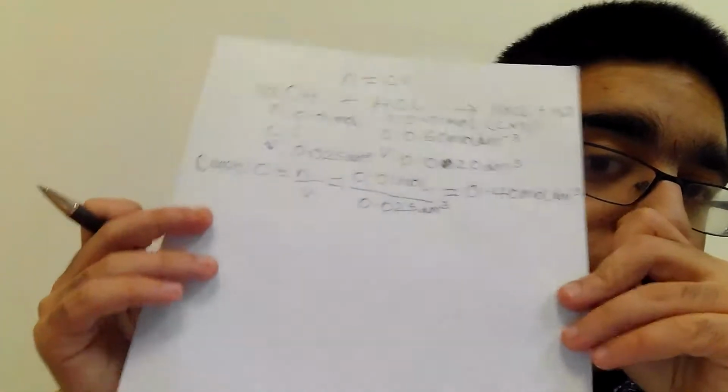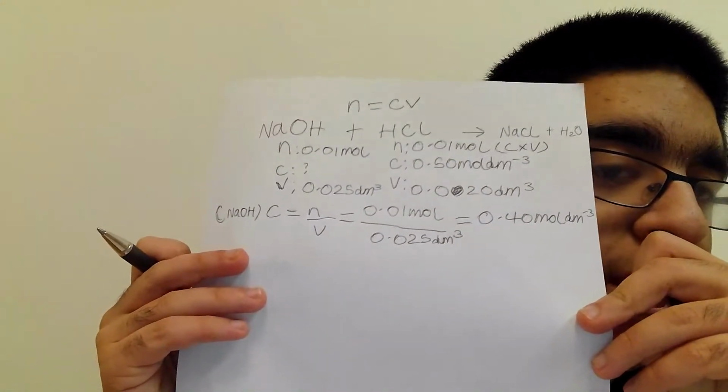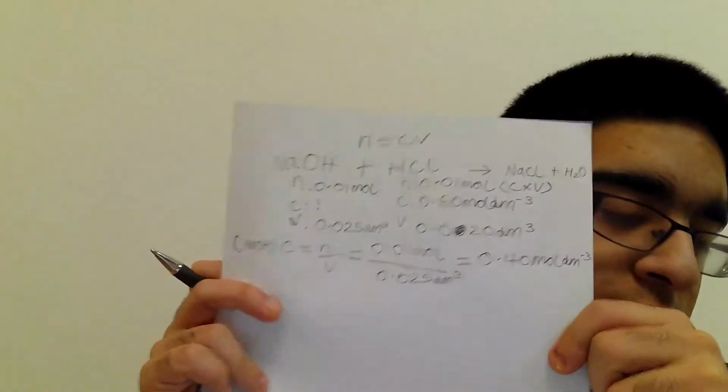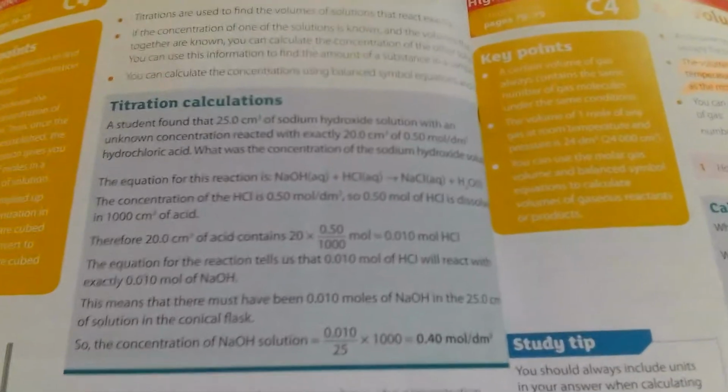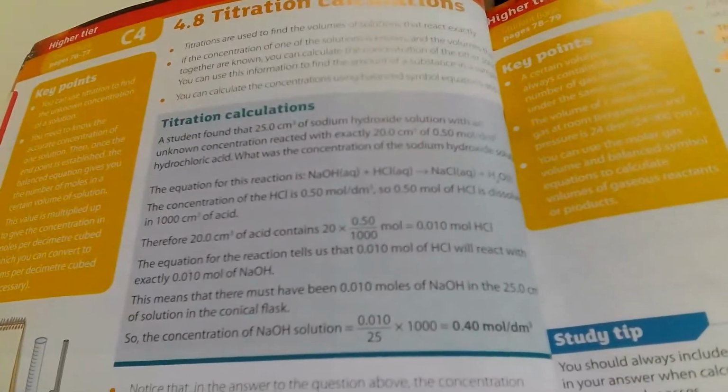You can see I've written sodium hydroxide NaOH here. Concentration equals moles over volume. I've done that calculation. 0.01 divided by 0.025, and I get 0.4 mole per decimeters cubed. And that's exactly what the answer is here. So if you want to see the working out, they've done pretty much precisely the same thing as what I've done basically. And here is that working out. I hope you can see it. Trying to be very clear when I'm showing it.